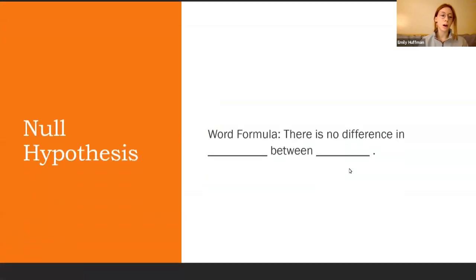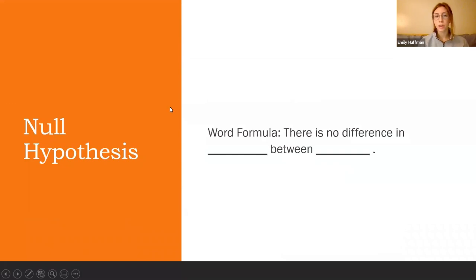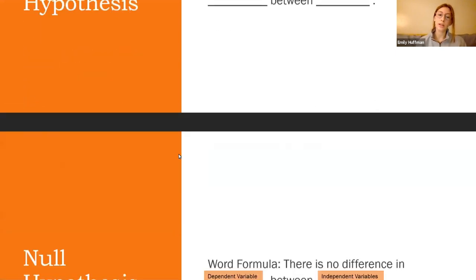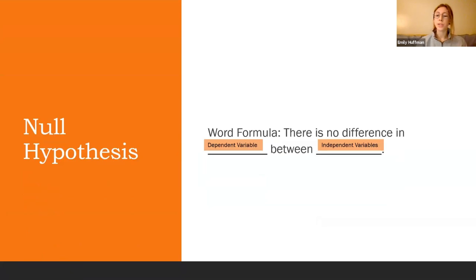Now for our word formula for our null hypothesis, we are going to say that there is no difference in blank between blank. And if we fill in these blank spaces, it's going to say there is no difference in our dependent variable between our independent variables. And I will show you an example of this at the end of the video.